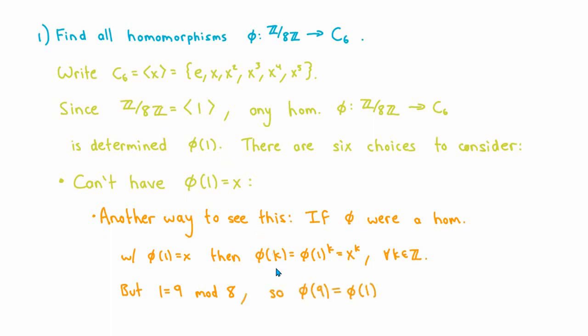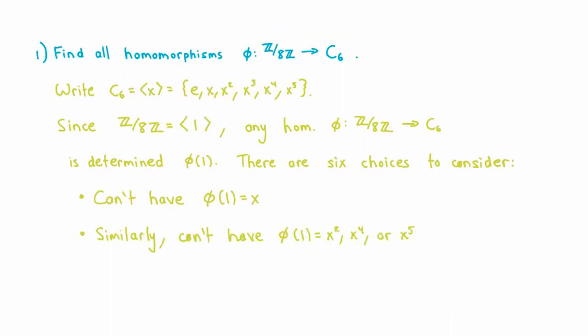But if phi of k is x to the k for every k in Z, then phi of 1 is x to the 1, and that's not the same as phi of 9, which would then have to be x to the 9, which is the same as x cubed in the cyclic group of order 6. Because of the contradiction here, we conclude again that we can't have such a homomorphism. It also turns out that we can't have a homomorphism phi with phi of 1 equals x squared, x to the 4th, or x to the 5th.